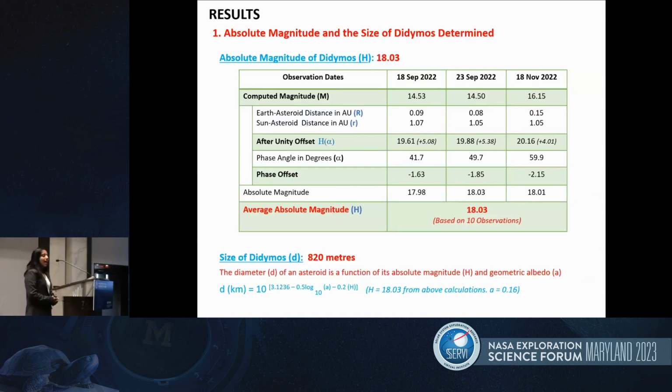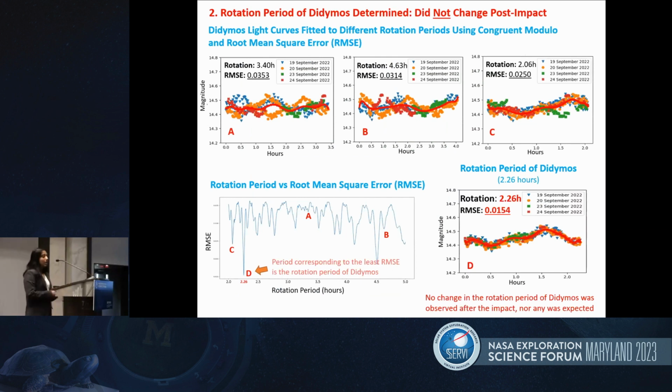So I applied my algorithm to the Didymos binary system and got 7 interesting results. First, I found the absolute magnitude of Didymos to be 18.03 and its size 820 meters. Second, I used root mean square error and concurrent modulo to find the rotation period and found it to be 2.26 hours and did not change after the impact. Third, I measured the mutual orbital period of Didymos and Dimorphos and found that it actually reduced by 35 minutes post-impact.